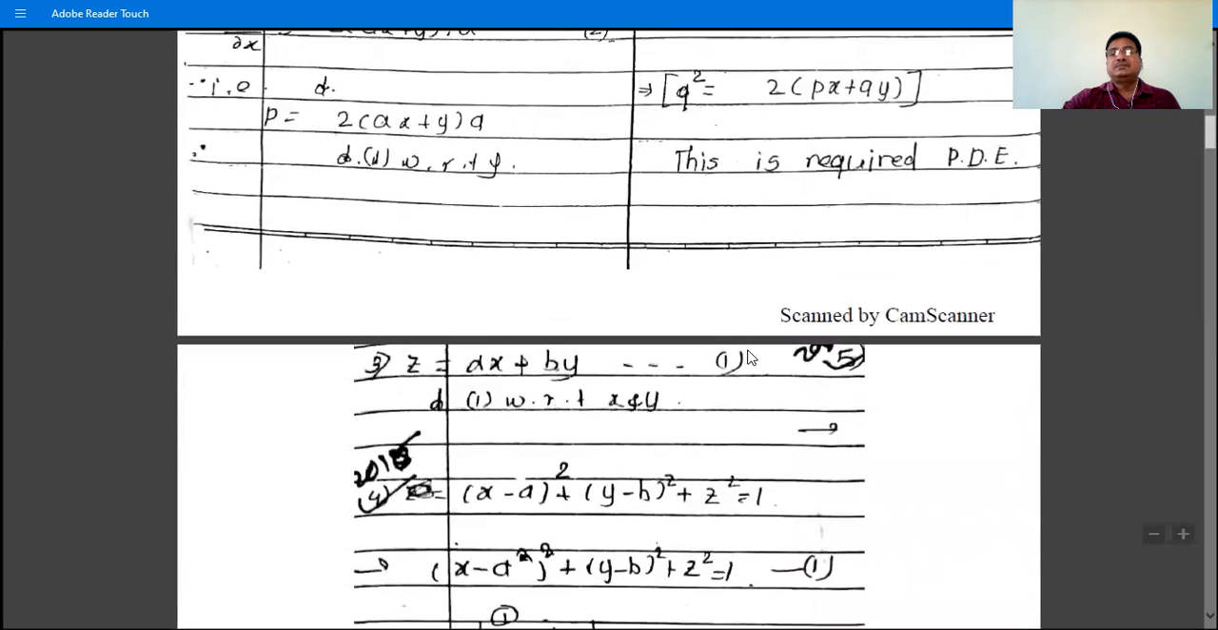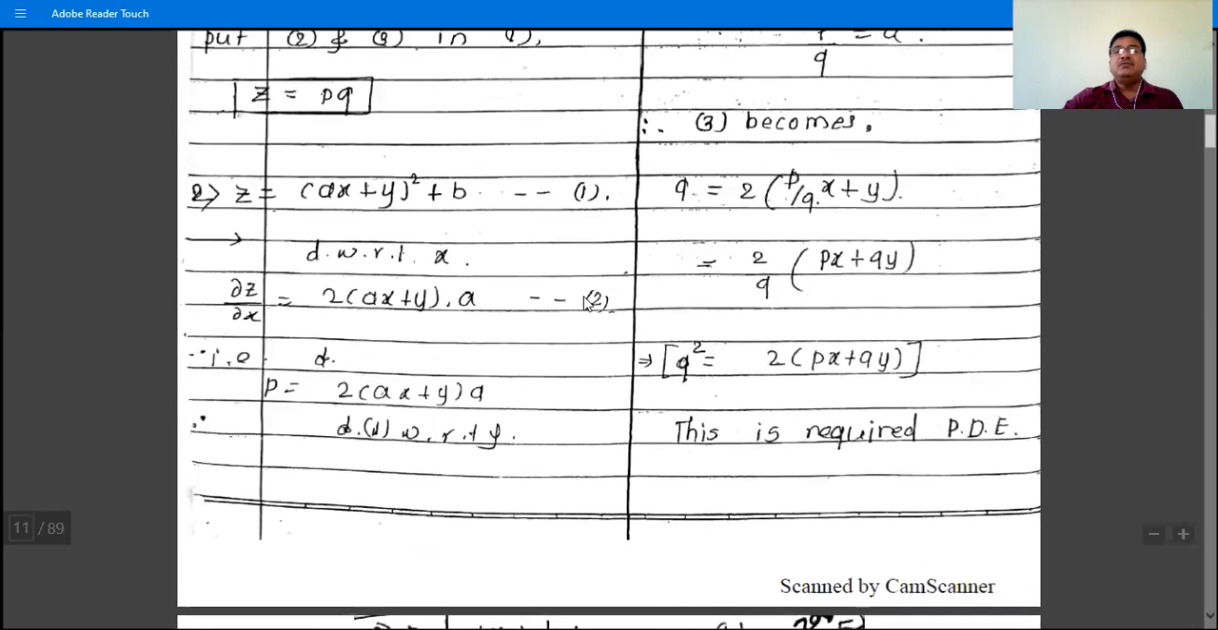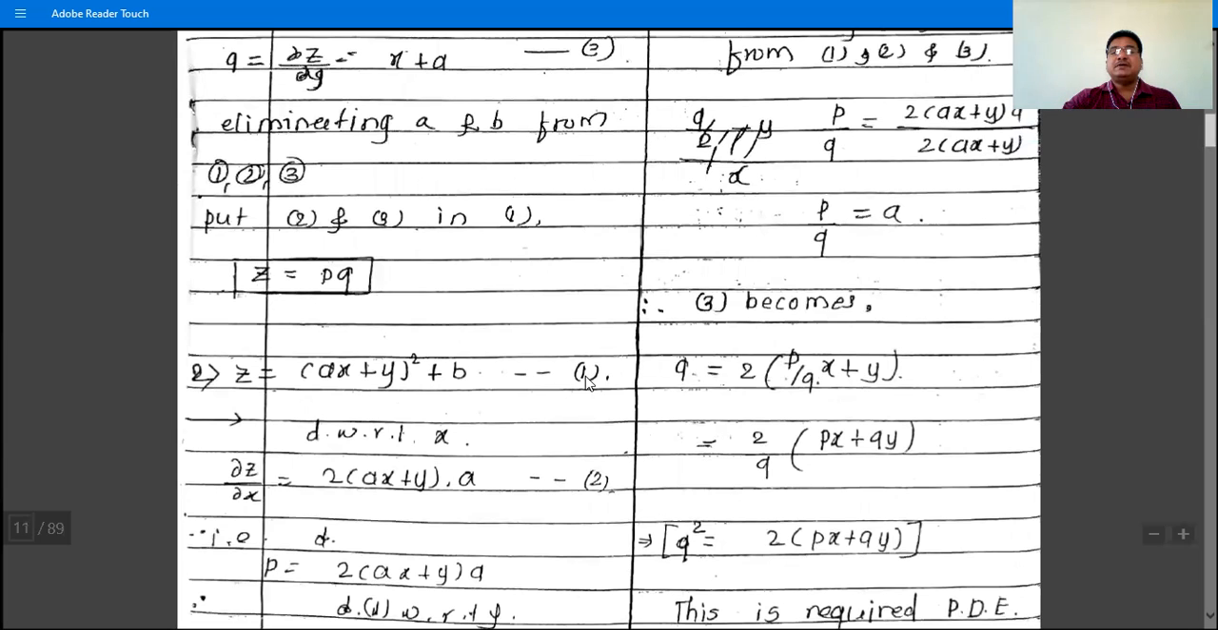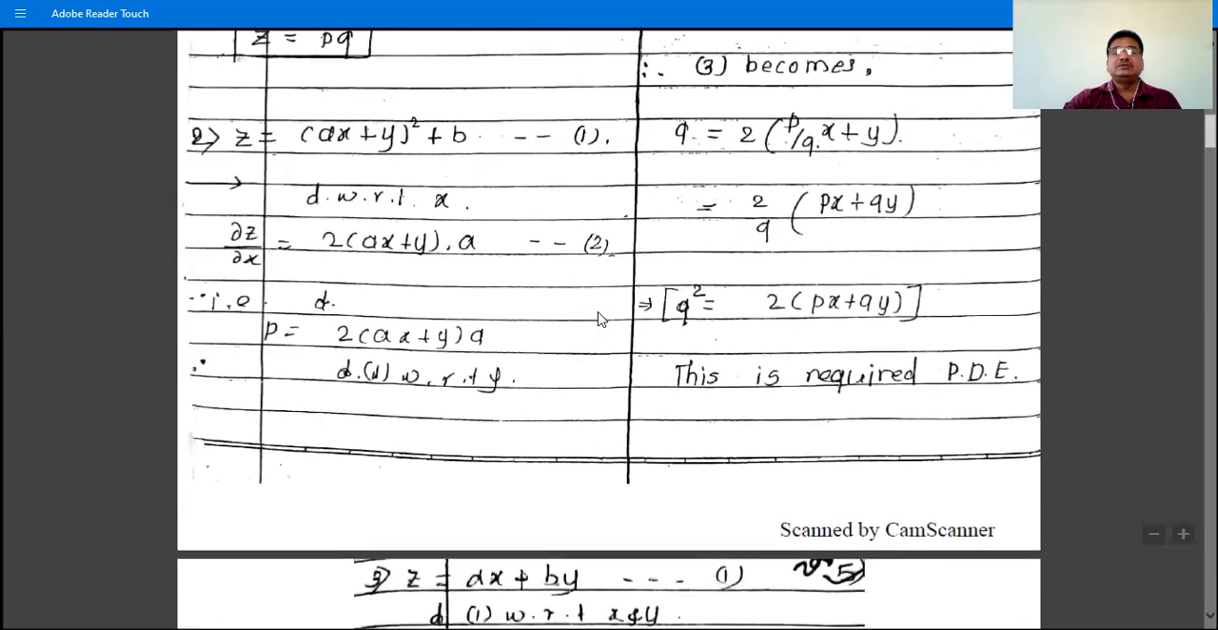So next problem, z is equal to ax plus by. How do we eliminate a and b from equation number 1, 2, 3? That is adding 1, 2, 3, or add 1, 2 and 3, or subtract 2 and 3, divide 2 and 3, divide 1 and 2. So we can eliminate a and b from equation number 1, 2, 3.